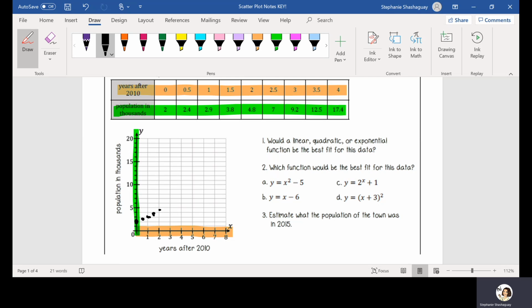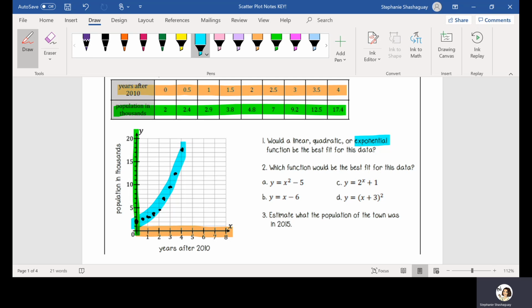So almost to 5. At 2.5 years, I was at 7. Right here. At 3 years, I'm at 9.2. So just a little over 9. At 3.5 years, I'm at 12.5, making a little bit more of a jump. And at 4 years, I'm at 17.4. Okay, now looking at this data, what type of function do you think I have? Well, this looks like an exponential function would be the best fit for this data.